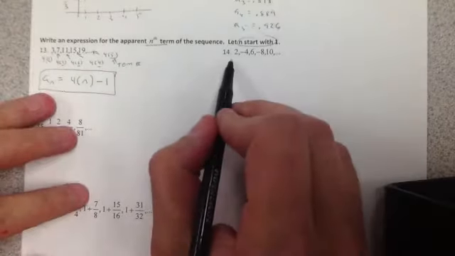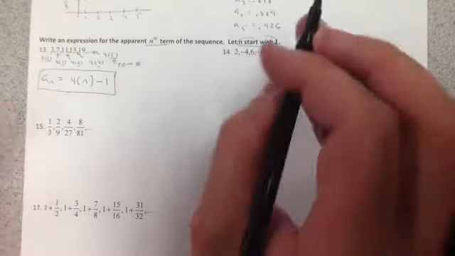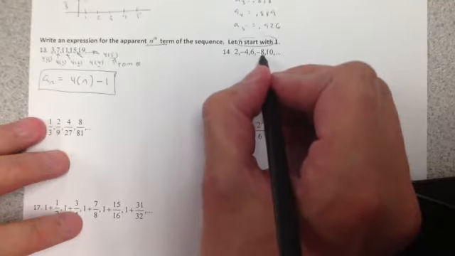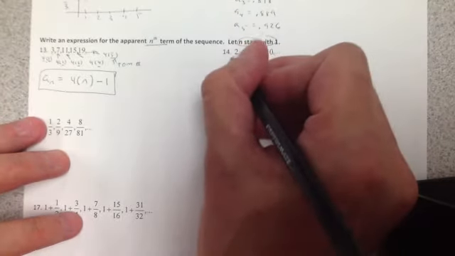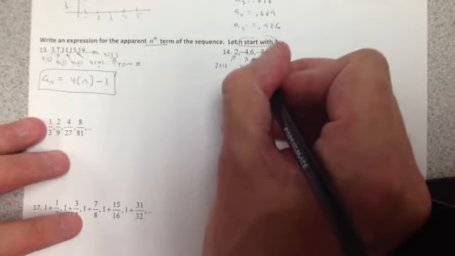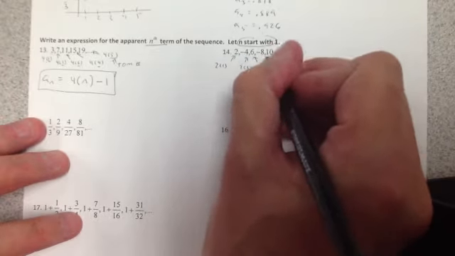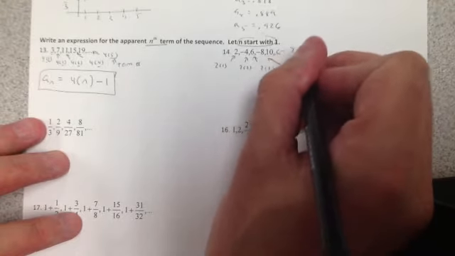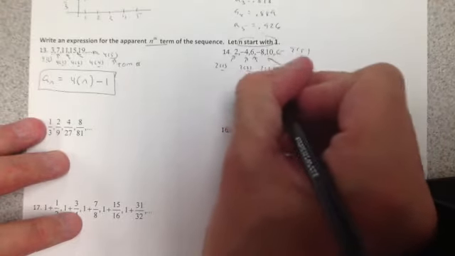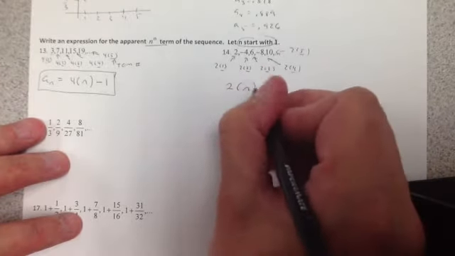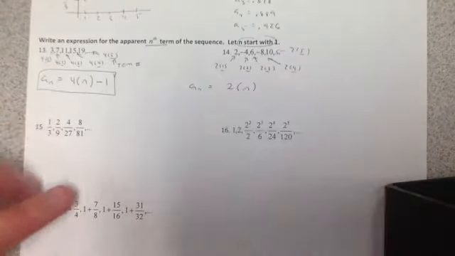Now number 14, it looks the same. Well, take a look. 2, 4, 6, 8, 10. That's a little bit easier. That's 2 times 1. 2 times 2. 2 times 3. 2 times 4. 2 times 5. Again, I'm taking 2 and multiplying it by my term number, n. So I get a sub n equals 2 times n.